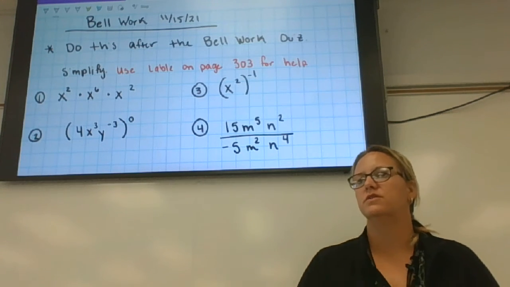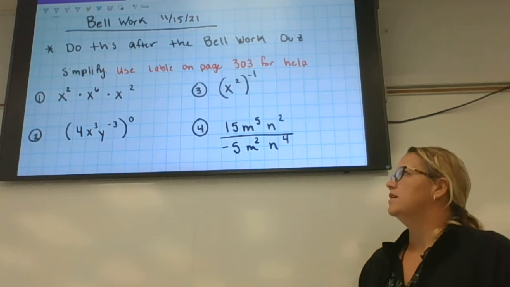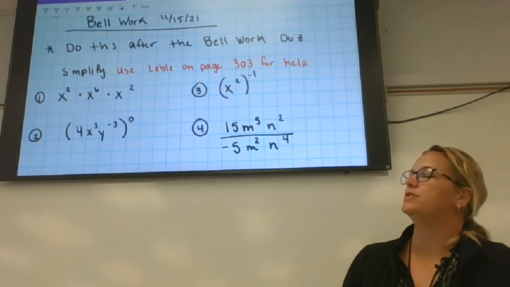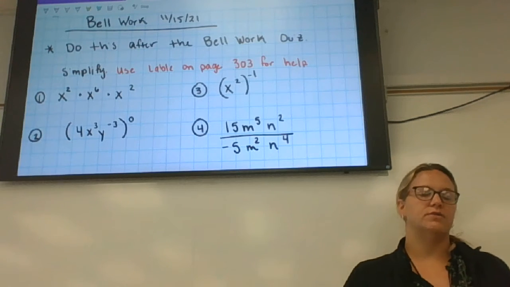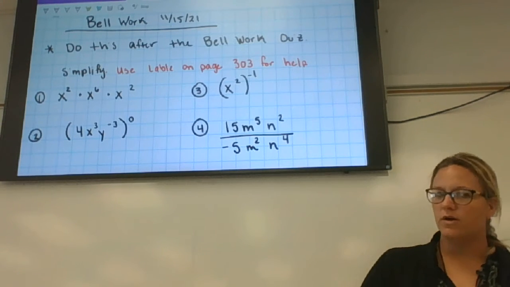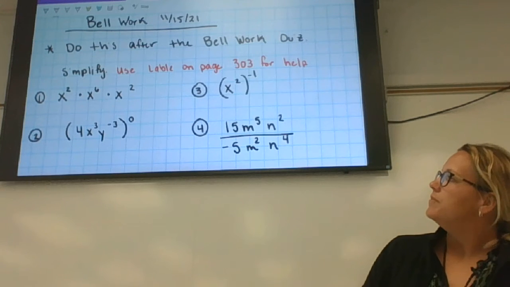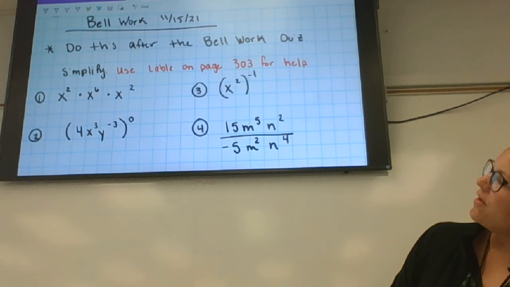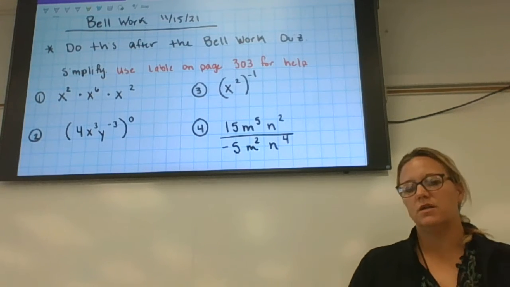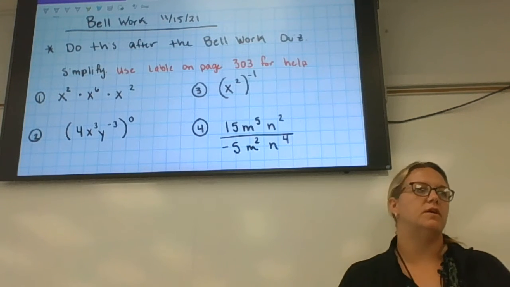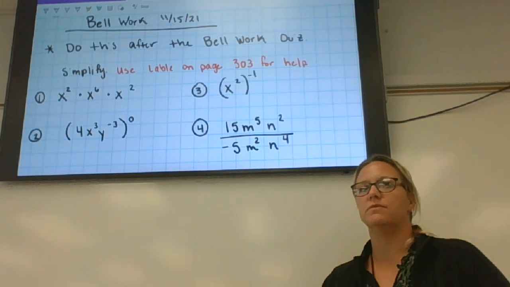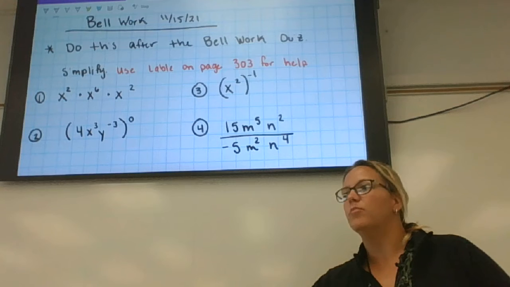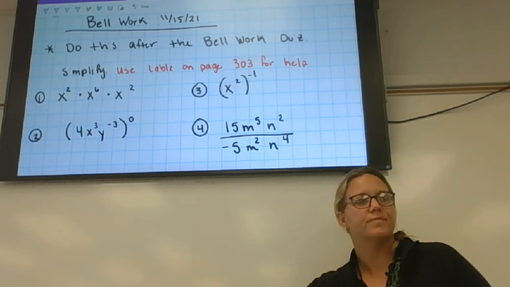So as you're looking through the exponent properties on page 303, there's a lot of them. You have used them before in Algebra 1, so you'll use them again here. So we're just going to review, what do you do with a variable or multiple variables with exponents? And yeah, that's got an example for each property.